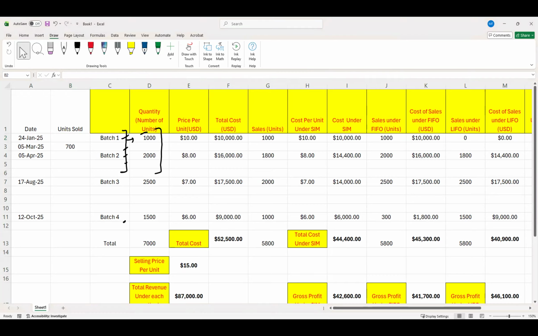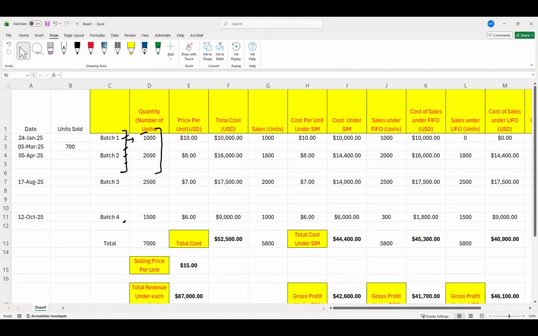whatever we did earlier till now in the Excel, that was a periodic system. So everything we were recording at the end. Now it is a perpetual system. So in a perpetual system also, we have to first see which method we are using.